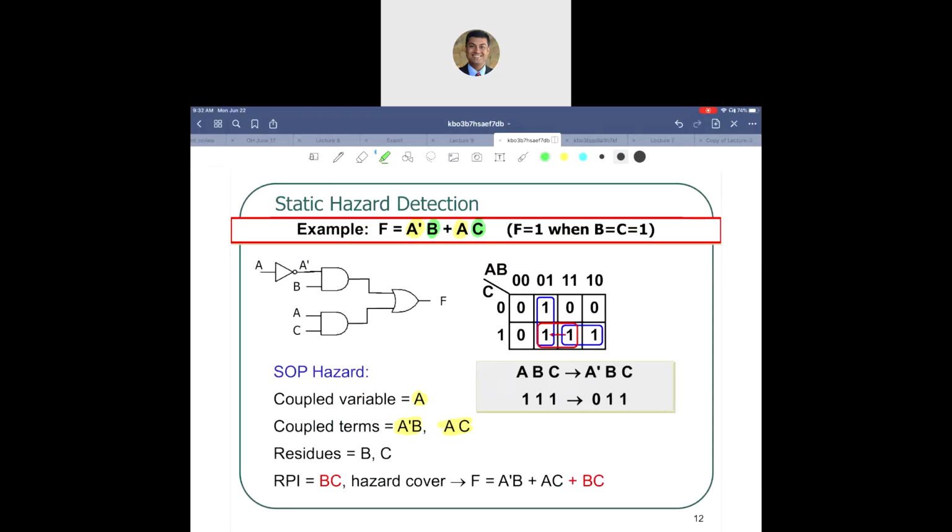B and C are the residues. So the RPI is BC. Essentially, adding this BC term, the RPI term, you will be able to fix the static 1 hazard. Now that is using the terminology. What is more helpful and can be used in general is the K-map approach.